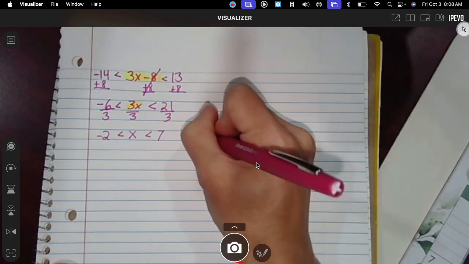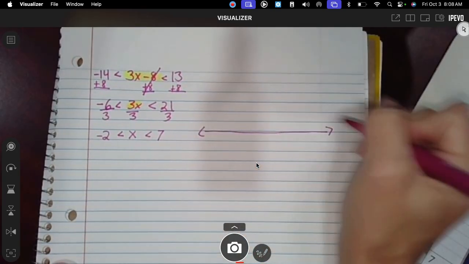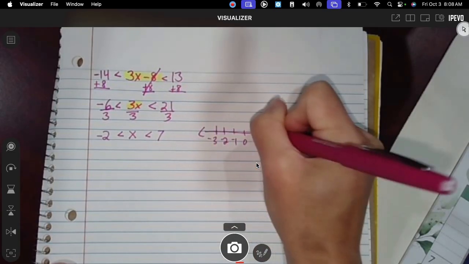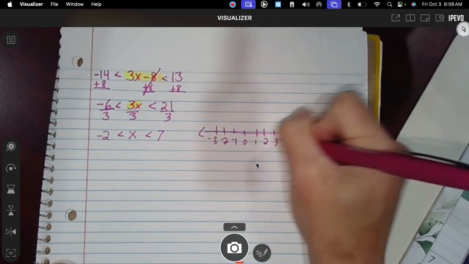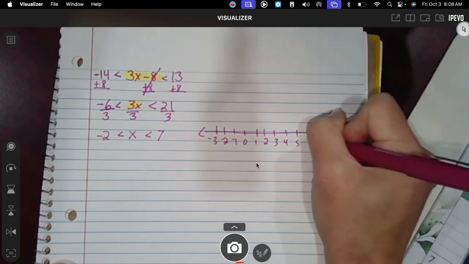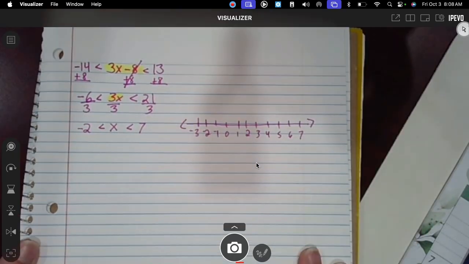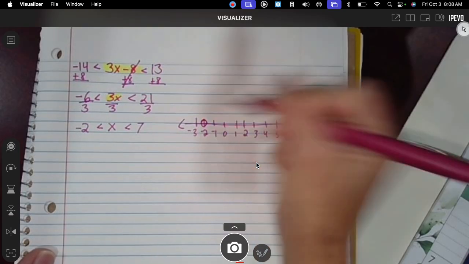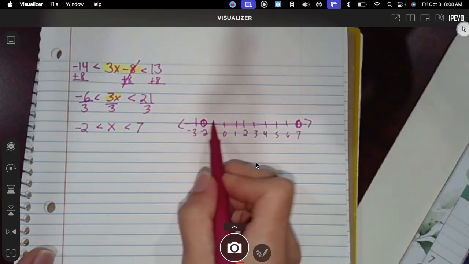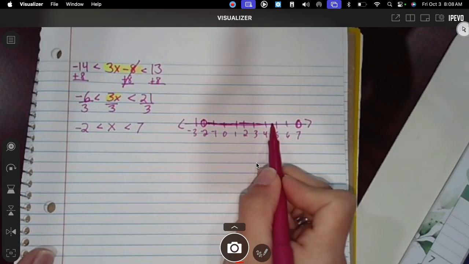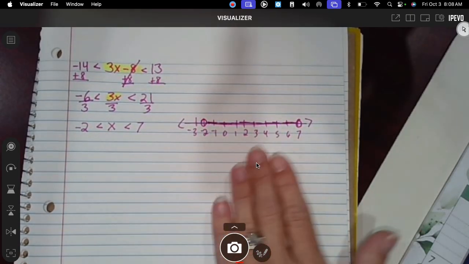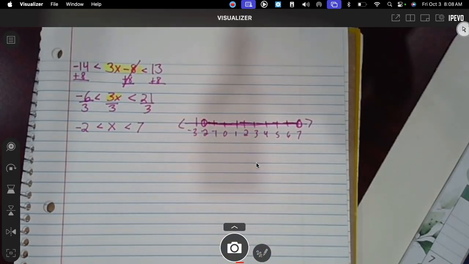Okay, and then I would graph x between those two numbers. It's a lot of numbers to write. I hope I don't run out of room. Barely made it. Okay, x is between negative 2 and 7. Are those open or closed circles? Open. So I'm going to do an open circle at negative 2, open circle at 7, and I'm going to shade between those. And that's my answer, that's my graph, both of them. I need both of them.